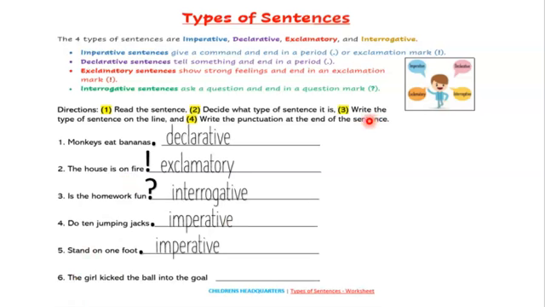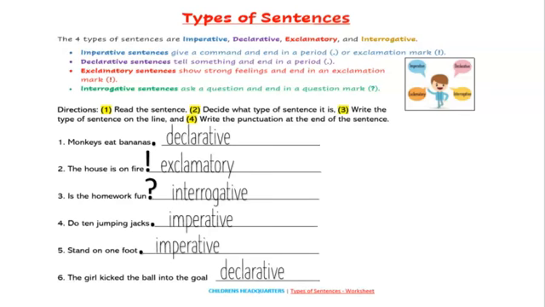Very good. Now we need to write the type of sentence on the line. We said that this one is telling us something. It's telling us what the girl is doing. She's kicking the ball. So that's a declarative sentence. So we're going to write declarative here on the line.